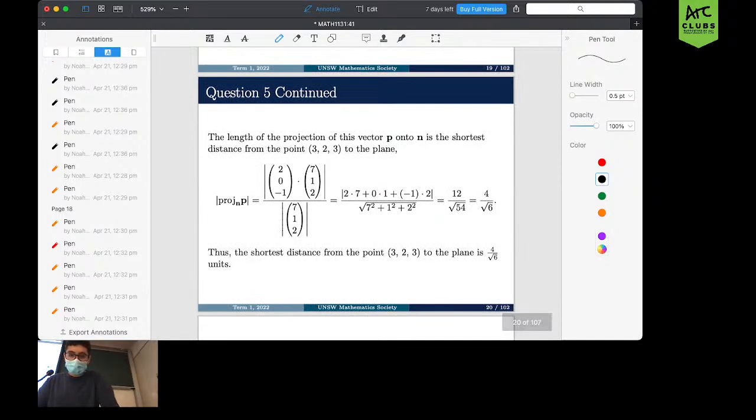So the shortest distance from the point 3, 2, 3 to the plane is 4 on root 6 units. Note how I included units. Like I said before, you risk losing a mark if you don't. And also, if you wanted to, you could rationalize the denominator to get 2 on 3 times root 6. Cool. Sorry, that was a mouthful. Does anyone have any questions about that one?